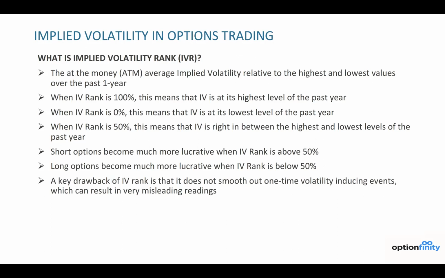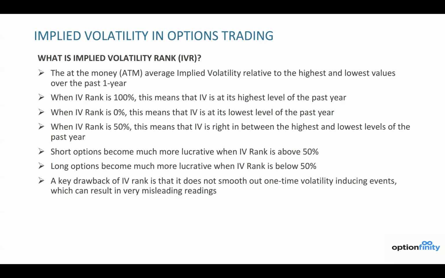Now, there are a few tools you can use that are readily available on most brokerage platforms, and they're known as IV rank, or implied volatility rank, and IV percentile. So for IV rank, what is that? Well, it's the at the money average implied volatility relative to the highest and lowest values over the past year, right? We're actually going to do an example in a second, but when IV rank is 100%, this means that IV is at its highest level of the past year, meaning that option prices have never been more expensive than they are right now.